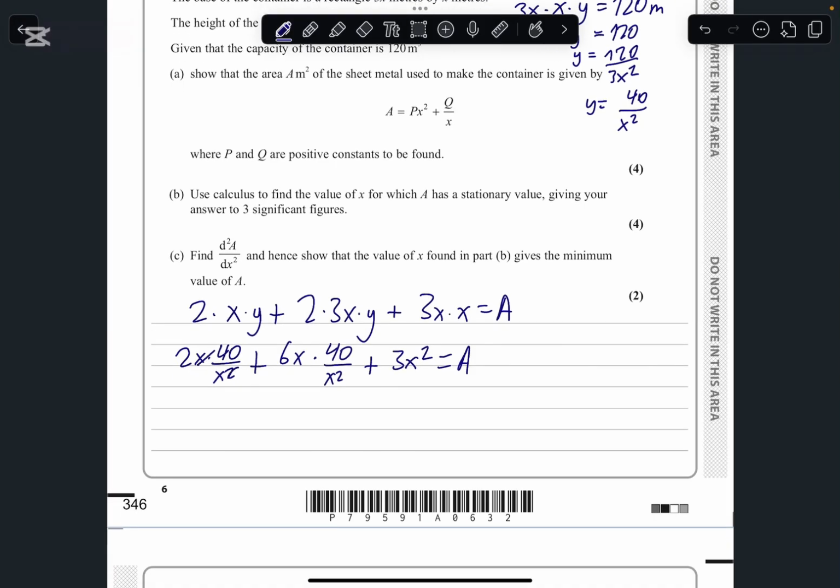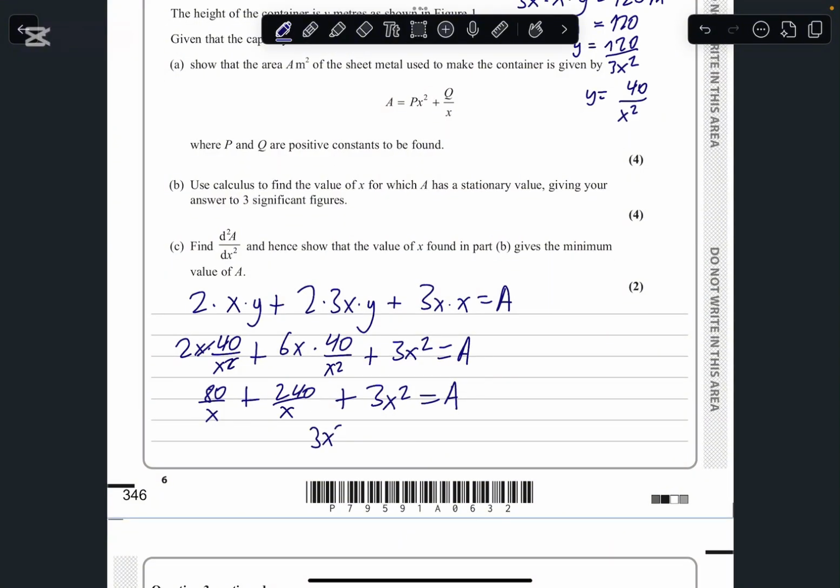Cancelling this out, we're left with 80 over x plus 240 over x, which is just 320 over x. So we're left with 3x squared plus 320 over x is equal to A. And we showed the equation above, so p is 3 and q is 320.